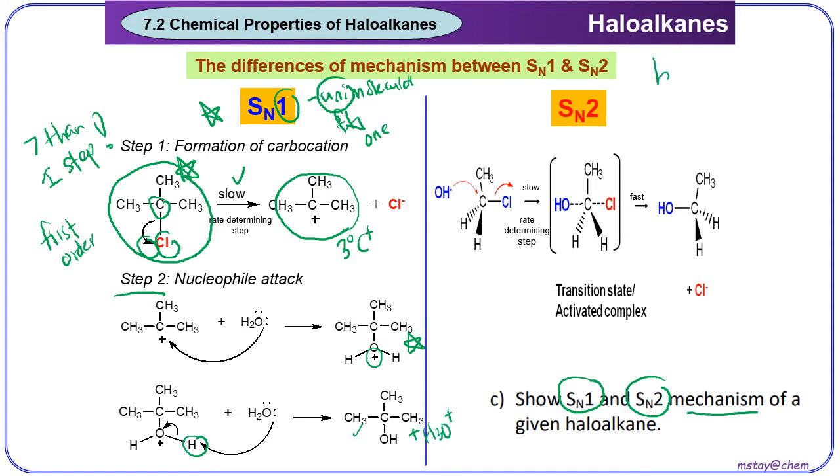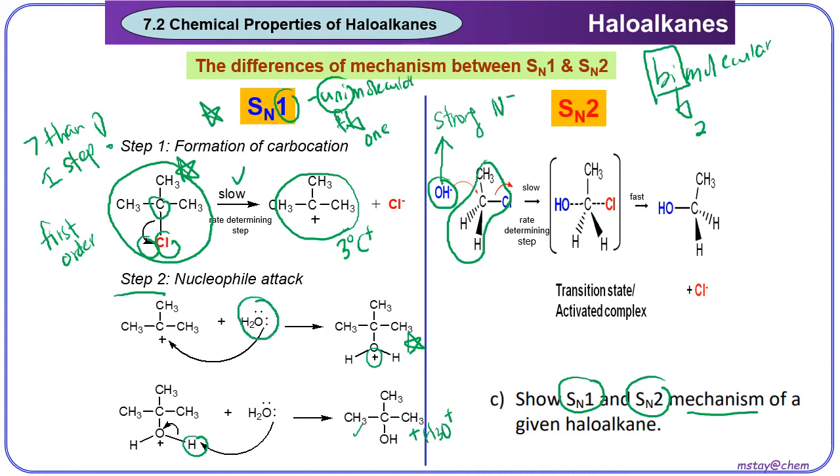So Sn2 is bimolecular nucleophilic substitution. So bi means 2. So when you look at step 1, you will see 2 reactants. One is hydroxide, which is the nucleophile, and another one is the haloalkane. At the same time, you also notice here the nucleophile has a negative charge, so it's a strong nucleophile. While for the Sn1, recall back here, we can see the H2O, which is a neutral nucleophile, so it is considered a weak nucleophile.